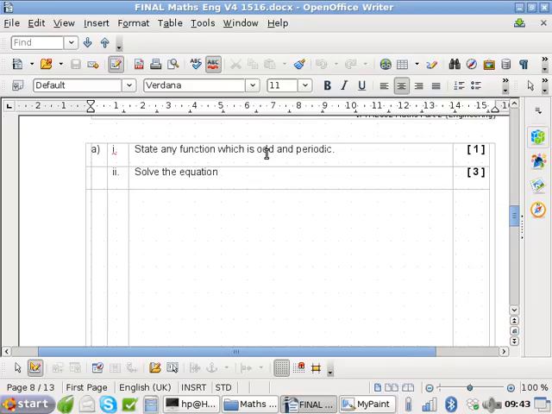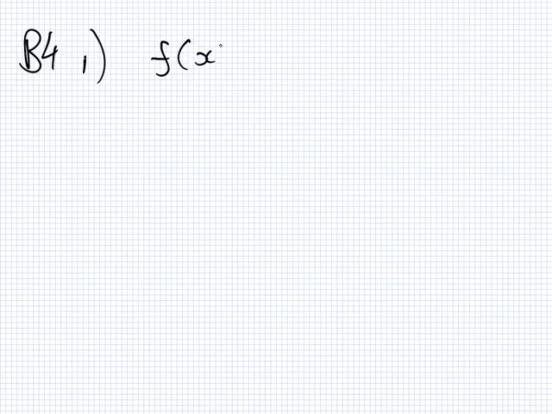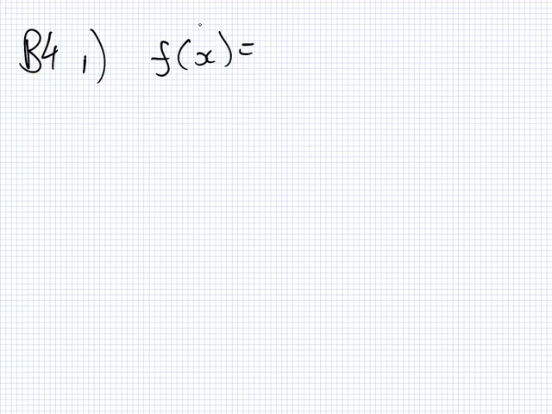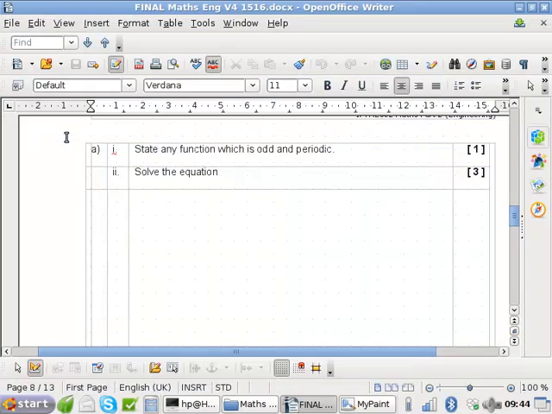Right. What function is odd? Give an example of an odd function. What might that be? Odd function? Remember one? It's like not equal to zero or something. Right, it's linear or... Yes, good, linear. And they said odd and periodic. Sine x.